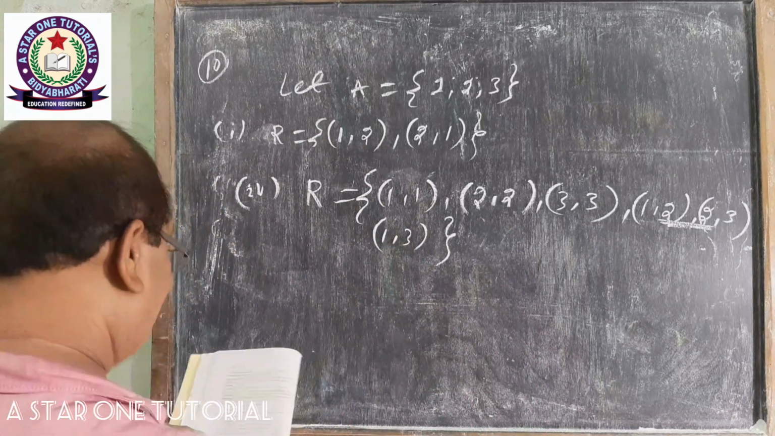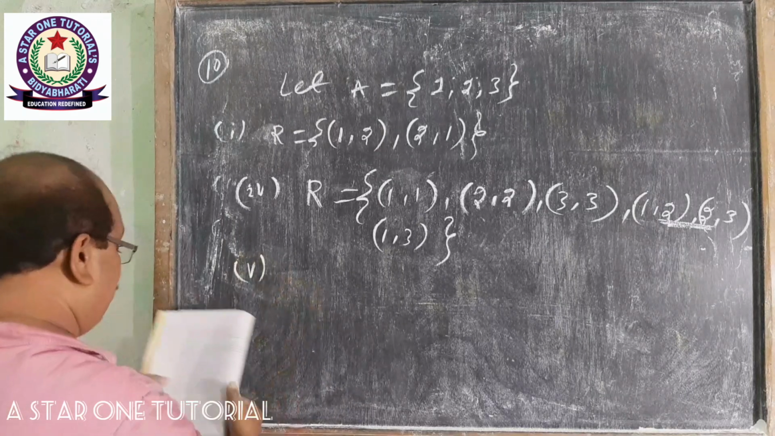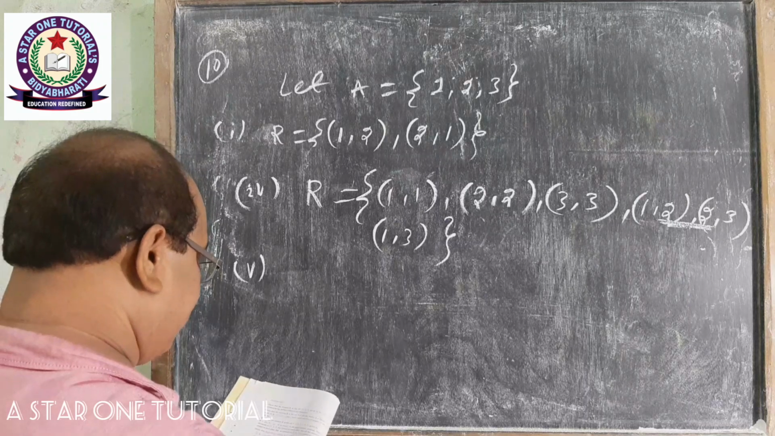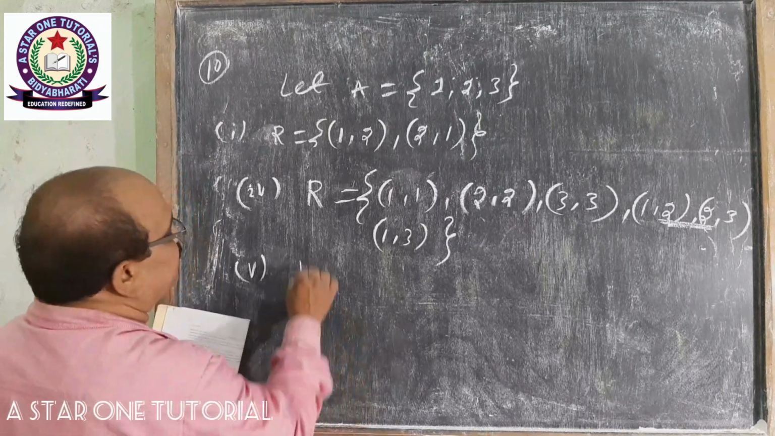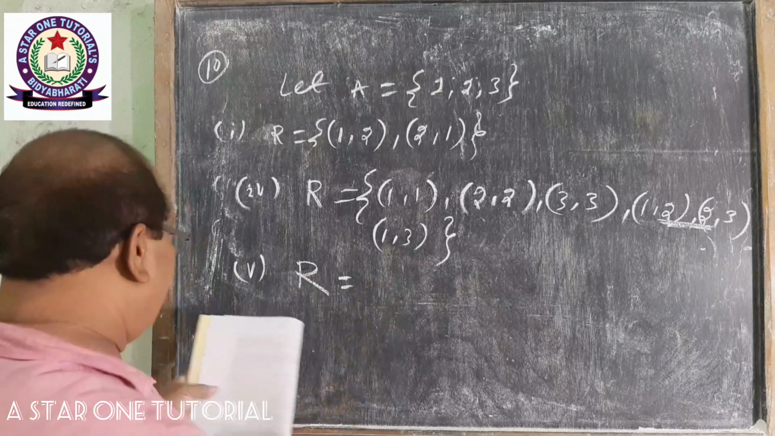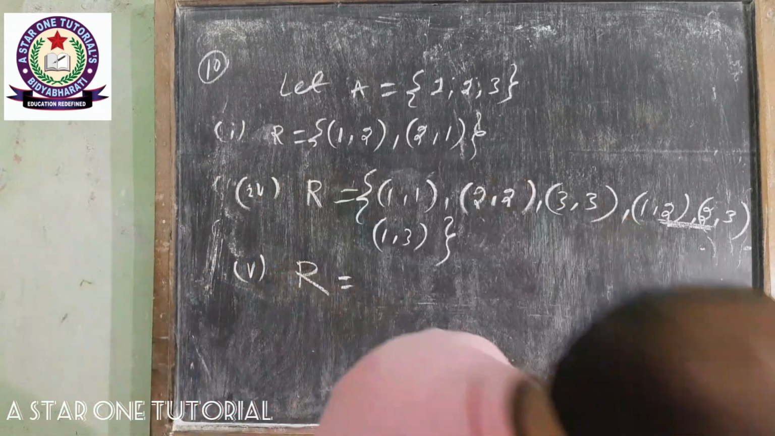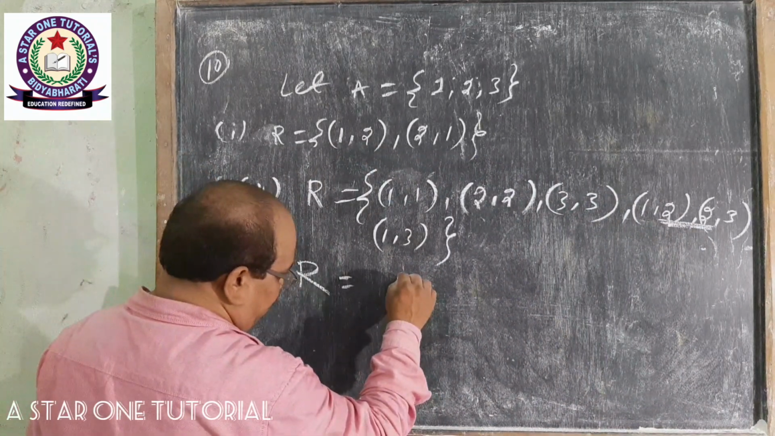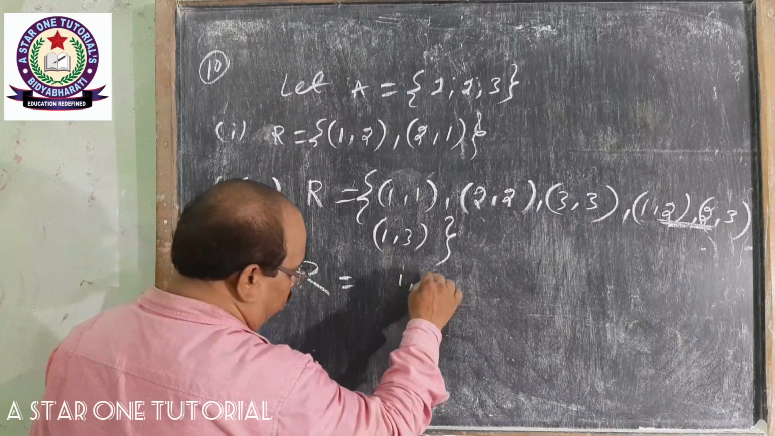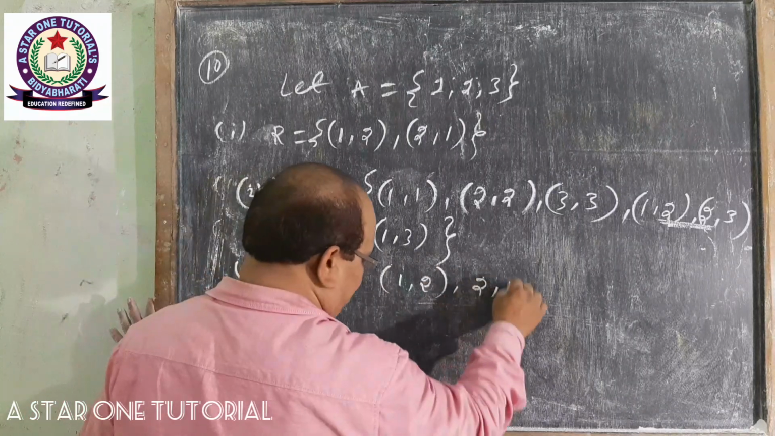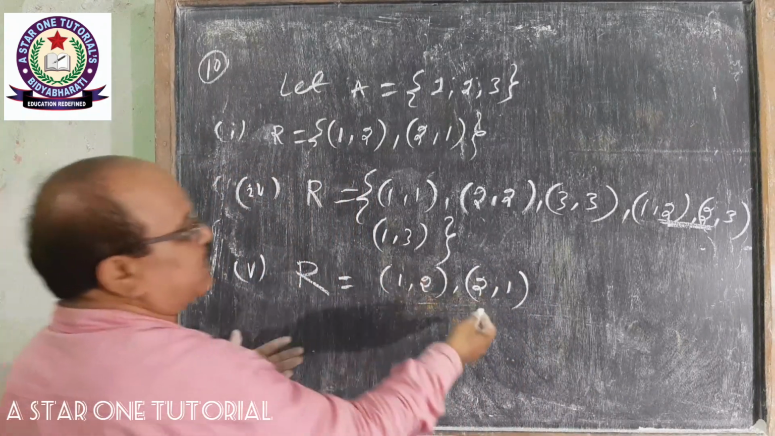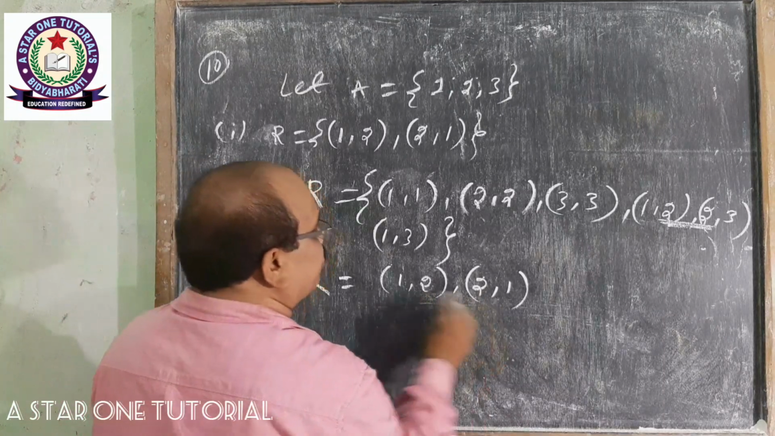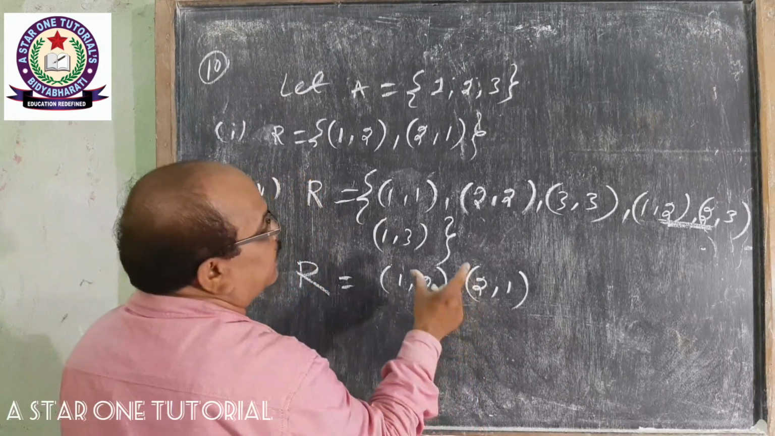Then come to the last question, that is V. We have to give an example of a relation which is symmetric and transitive, but not reflexive. This relation is very, very simple. How? You see, for symmetric, suppose we take 1 2 and 2 1. 1 2 pair, its reverse is 2 1. 2 1, its reverse is 1 2. So if we take these two elements, then it would be symmetric.